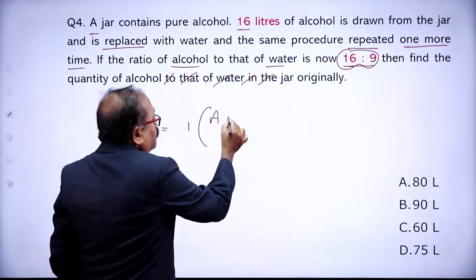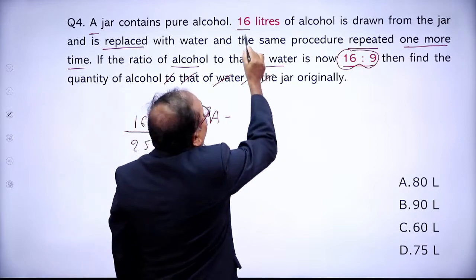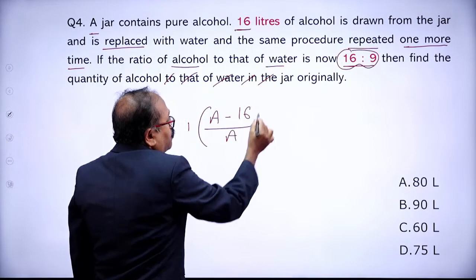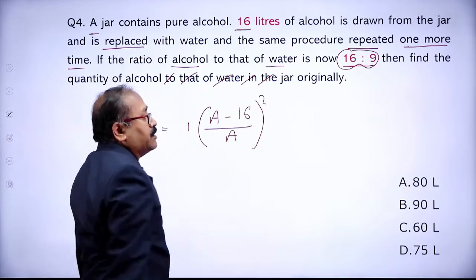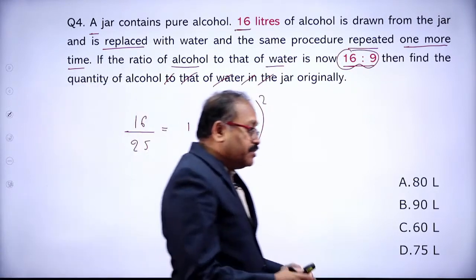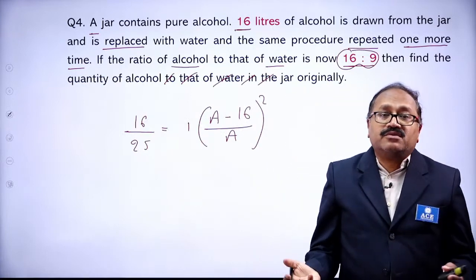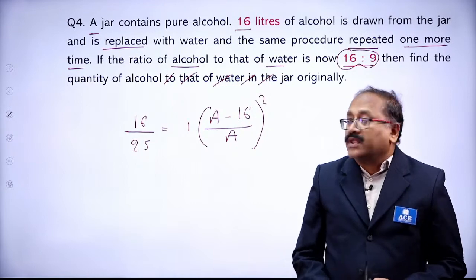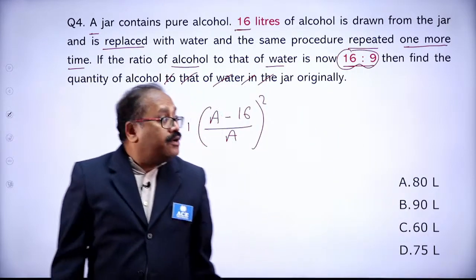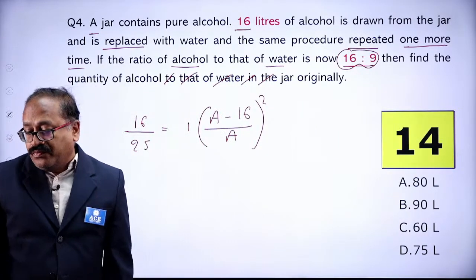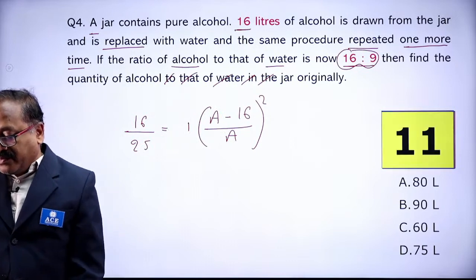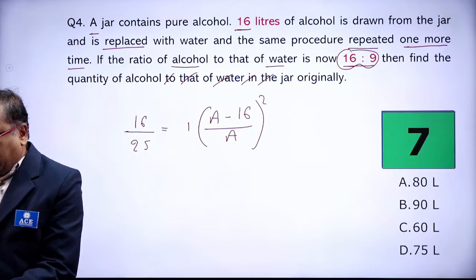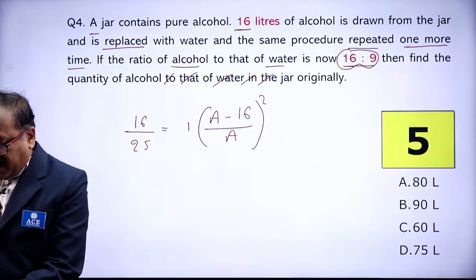And A minus X: how many liters replaced? 16 liters. By A, how many times is it done? 2 times. By solving this, you will get the A value, that is the initial quantity of alcohol in the jar. Let's solve this one here and I will give you 15 seconds. Do it, my friends. I am sure you will be able to answer the question in 15 seconds.